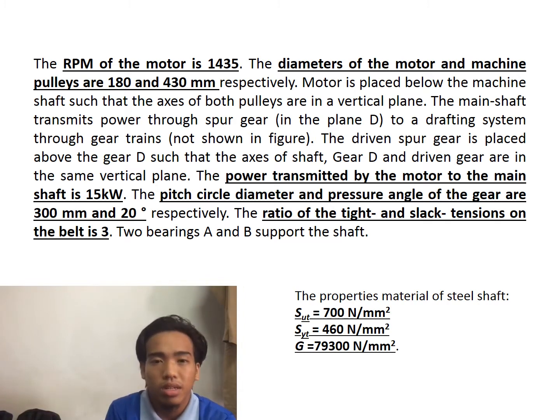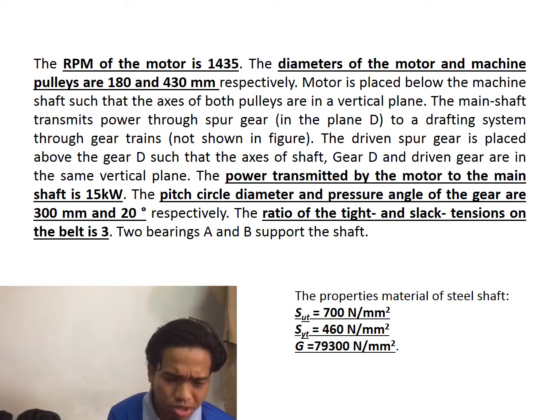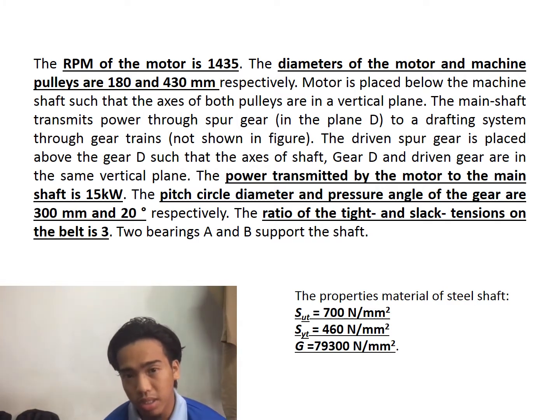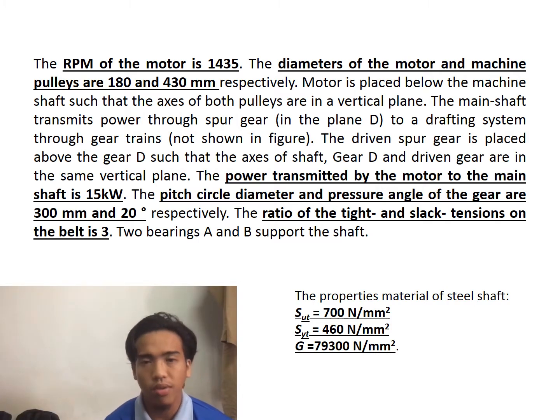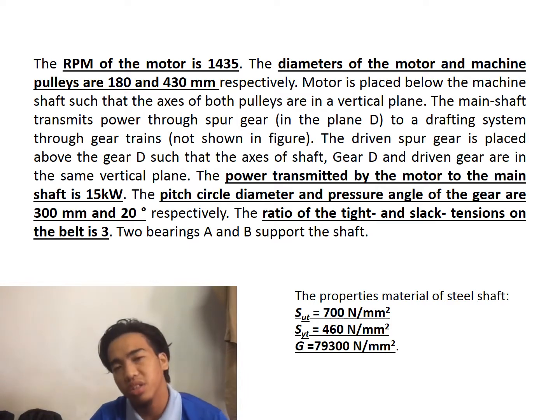1435. The diameter of the motor pulley is 180, and the diameter of the machine pulley is 430 mm. The power transmitted, as we assume, is around 15 kilowatt. The pitch circle is 300 mm, and the ratio of tight and slack tension is 3.